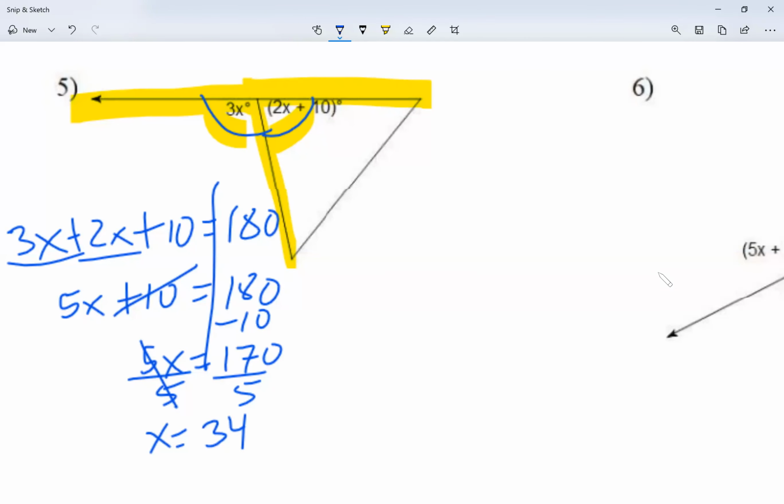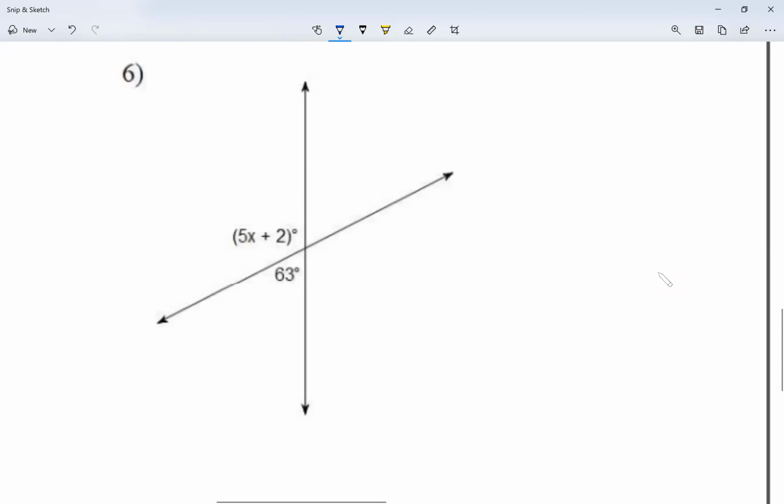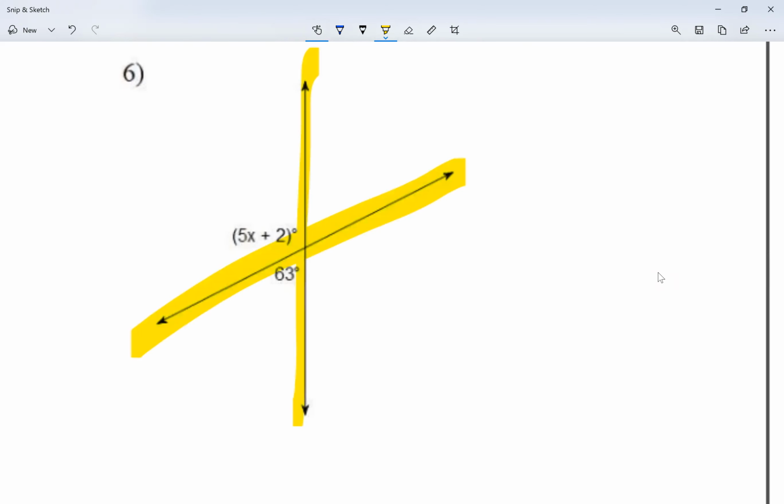Good. That's not bad. Let's take a look at number 6. Take a look at these angles. Would I let them equal each other? I see an X. I see an X form. Now, are they opposite from each other? If they were, then I would let them equal to each other. 5X plus 2 equals 63 and solve for X if they were opposite from each other, but they're not. In reality, I see this angle and I see this angle. That looks like a linear pair.